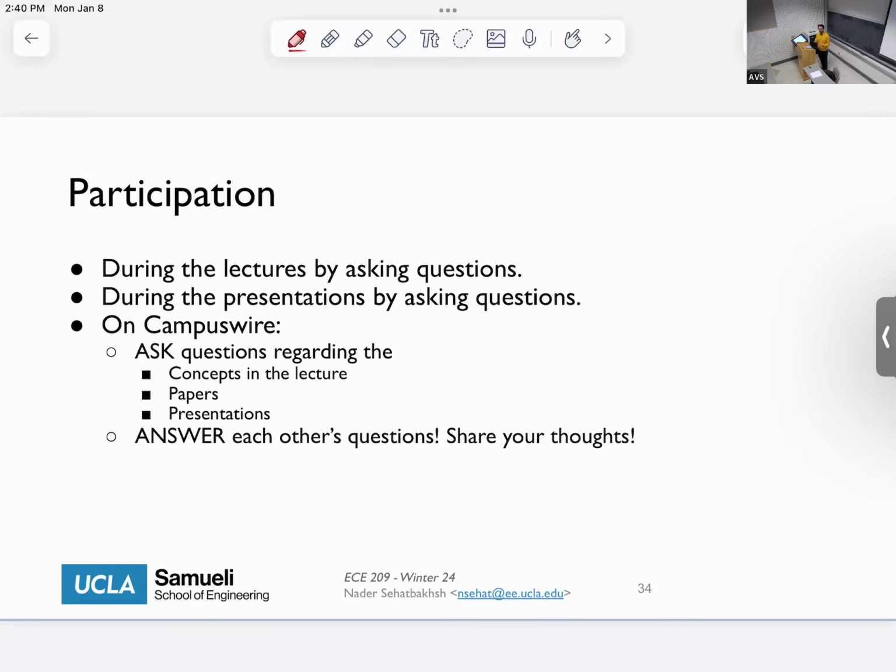And on Campus Wire, you can also do all these things offline. So if you're not coming to the class or just watching the lectures, or you don't feel like asking questions during the class and so on, you can ask them in Campus Wire. And what I want you to do is answer those questions as well. So not just asking, answering is also important.